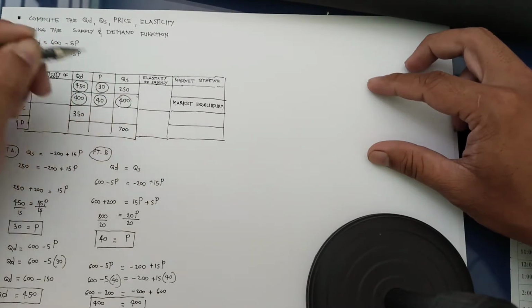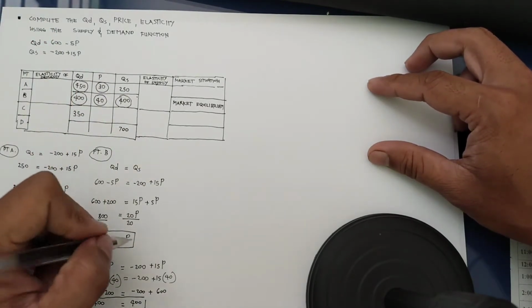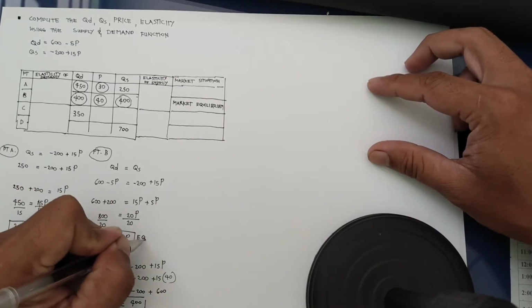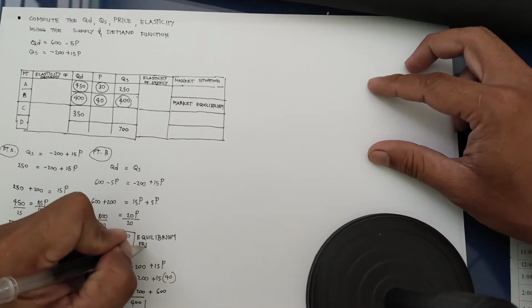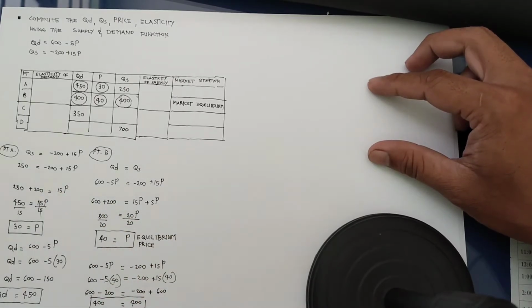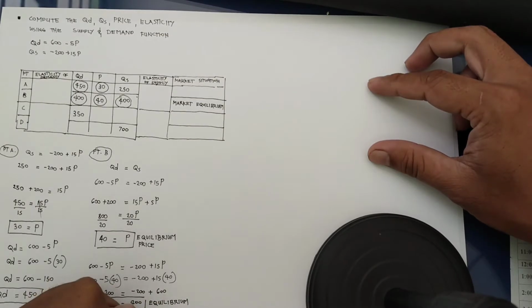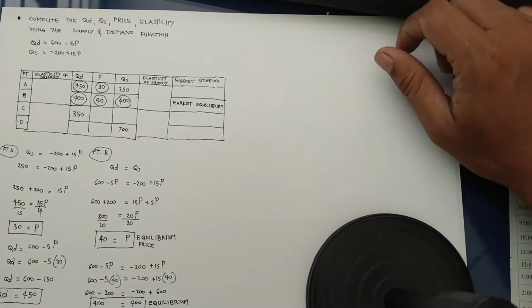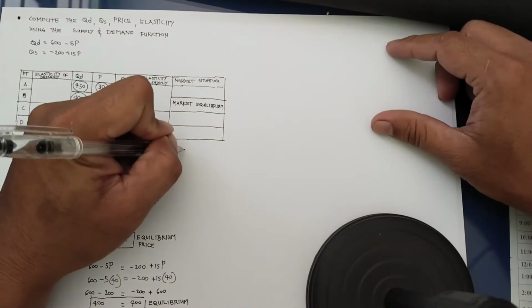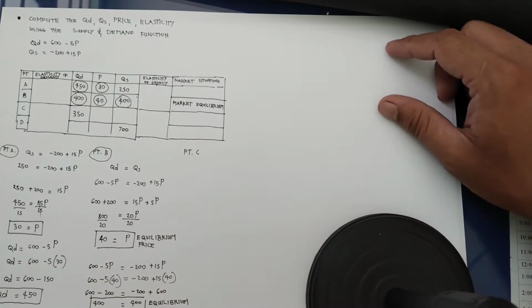So our 40 price, this is what we call equilibrium price. And then 400 equals to 400, the QD and QS, this is what we call equilibrium quantity. Okay, we are done with this one. Now let's go to point C.